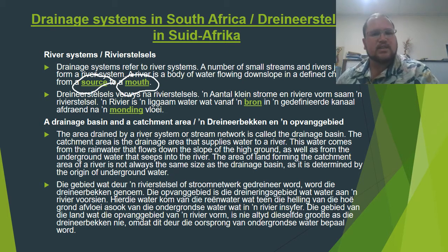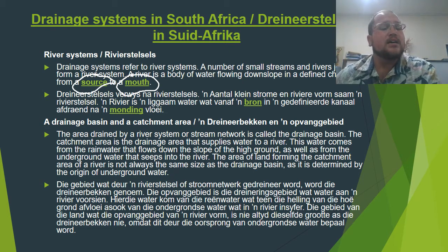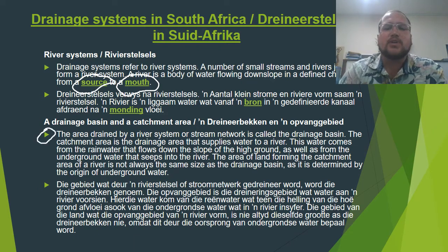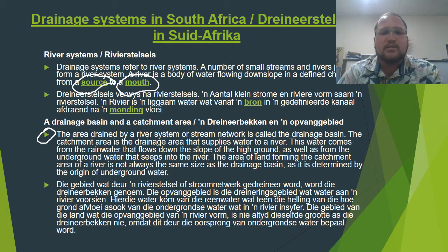Then a drainage basin and a catchment area. The area drained by a river or a stream network is called the drainage basin. The catchment area is the drainage area that supplies water to a river. This water comes from the rainwater that flows downslope of the high ground, as well as from the underground water that seeps into the river. The area of land forming the catchment area of a river is not always the same size as the drainage basin, as it's determined by the origin of the underground water.